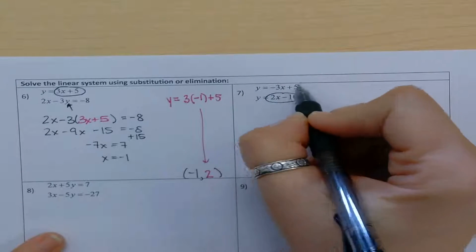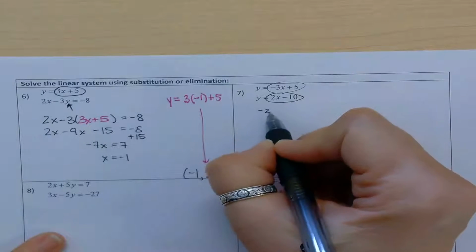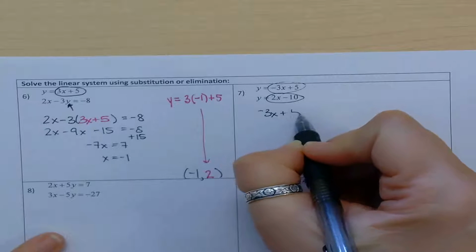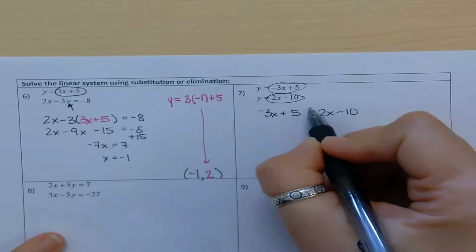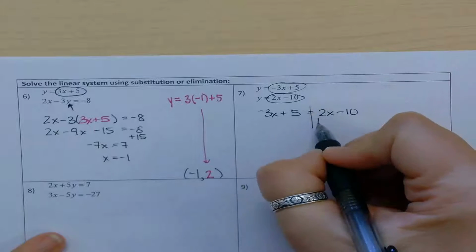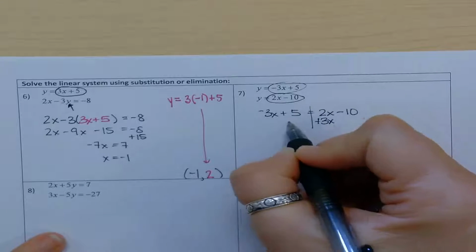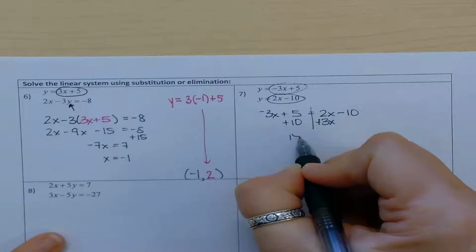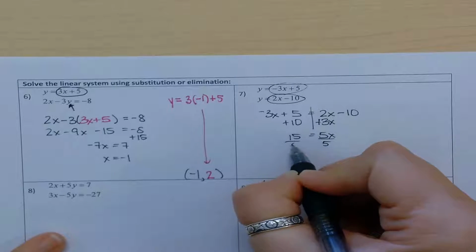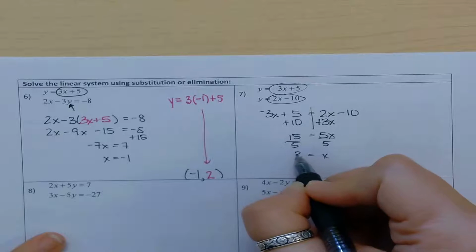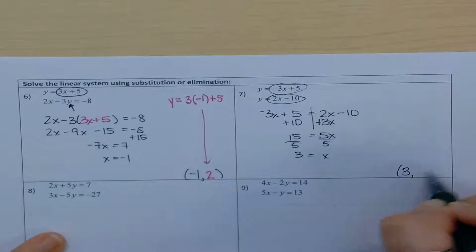When both equations read y equals, you're going to make an equation out of them. So I'm going to say negative 3x plus 5 equals 2x minus 10. My equal sign is right here, so I'm going to add 3x to this side, and at the same time I'm going to add 10 to that side. If you want to make more steps out of it, then do that. I get x equals 3. That is the front number.